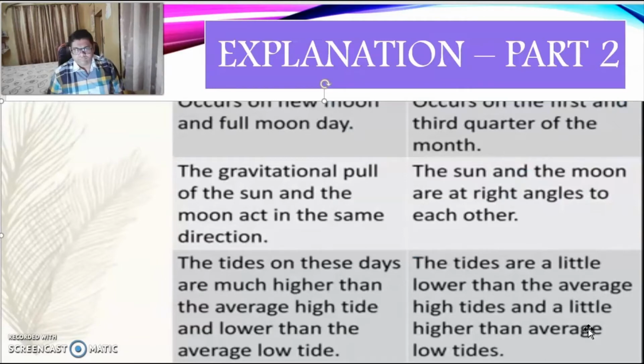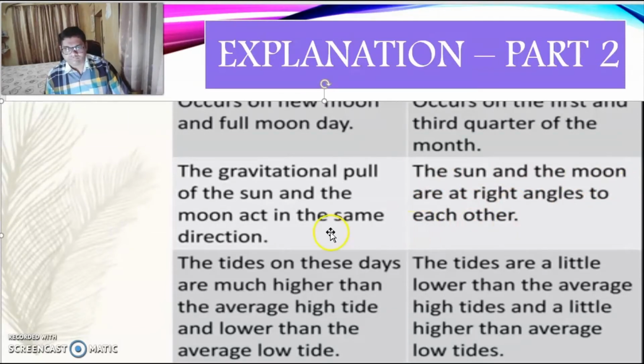Over here we have the difference between the spring tide and the neap tide. When does the spring tide occur? It occurs on the new moon day and full moon day. When does the neap tide occur? It occurs on the first and the third quarter of the month. Second point. What happens on the spring tide? The gravitational pull of the sun and the moon act in the same direction. Since they are in a straight line, they act in the same direction. And what is their position during the neap tide? The sun and the moon are at right angles to each other. So during the spring tide, they are in a straight line, and during the neap tide, they are at right angles to each other.